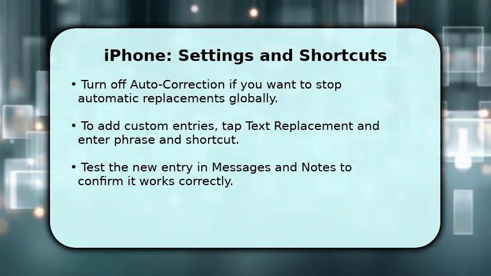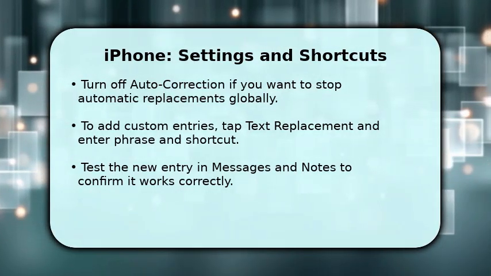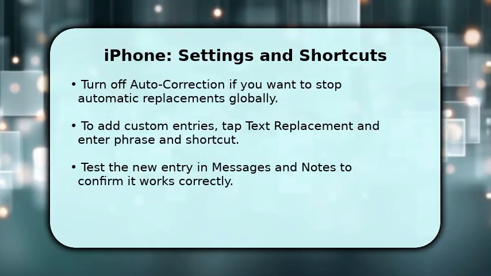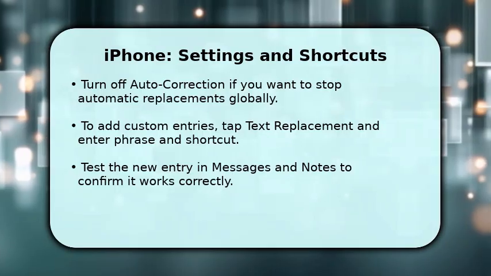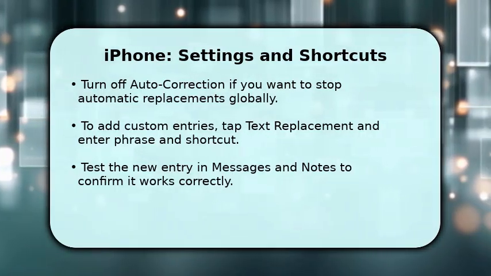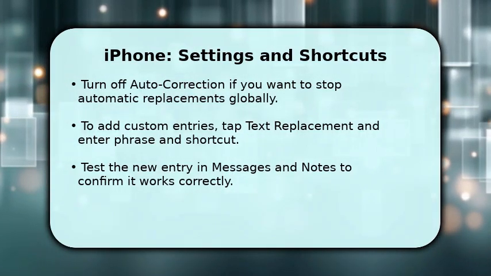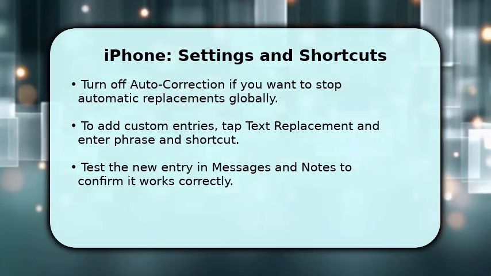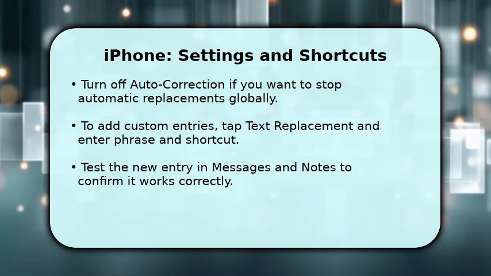To add custom entries, tap Text Replacement, then the plus icon, and enter your phrase and shortcut. Use exact capitalization and punctuation to force autocorrect behavior for specific words. Test the new entry in Messages and Notes to confirm it works correctly.